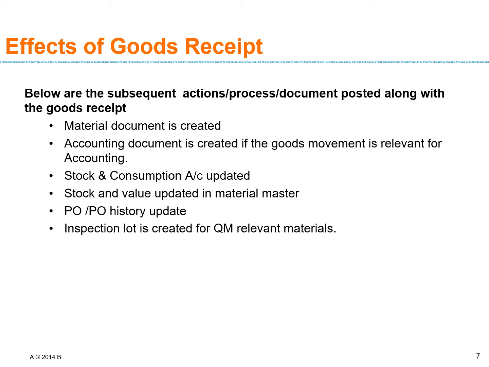Next, an inspection lot is created for QM relevant material. There are certain types of products and materials which require quality inspection. So whenever you are receiving any such material, a document is also created which is relevant for the quality inspection.